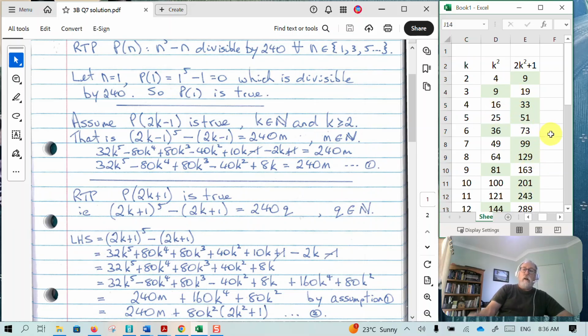Now this is where I had a light bulb moment. Either k squared is a multiple of 3, in the case where k is 3 or 6 or 9, or 2k squared plus 1 is a multiple of 3 in the other cases. In the case when we are 1 more than a multiple of 3, or the case like this when we are 1 less than a multiple of 3.